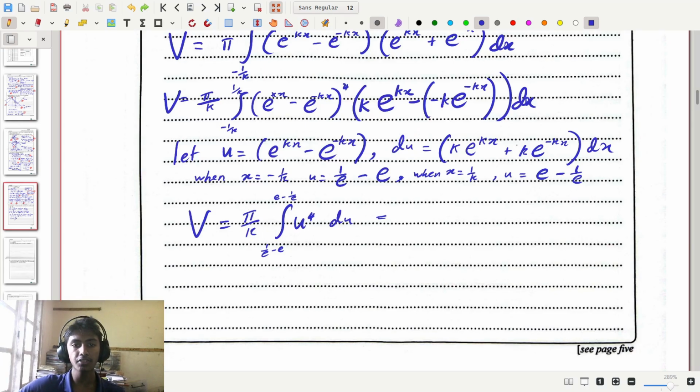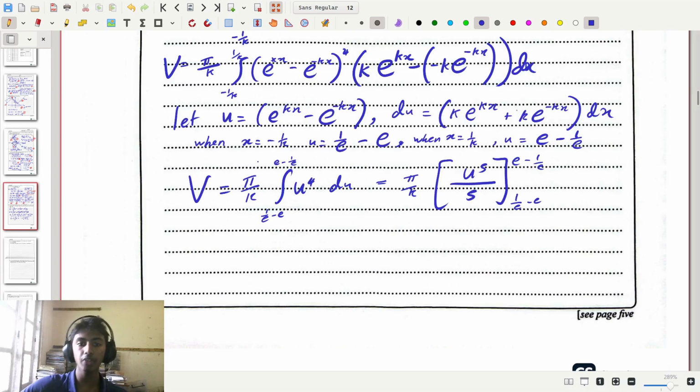This part here is going to be pi divided by k, and then we're going to have the definite integral from 1 divided by e minus e to e minus 1 divided by e of u to the power of 4 du, which is going to be u to the power of 5 over 5 integrated from 1 divided by e minus e to e minus 1 divided by e.